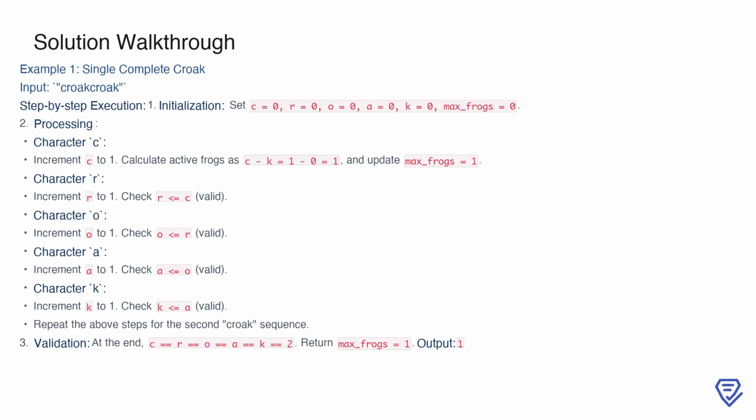To solve the problem, we begin by initializing counters for each character in the word croak, C, R, O, A, and K, all set to 0. Additionally, we have a variable max_frogs to track the maximum number of simultaneous croaks. Starting with the input string croak, we process each character sequentially.